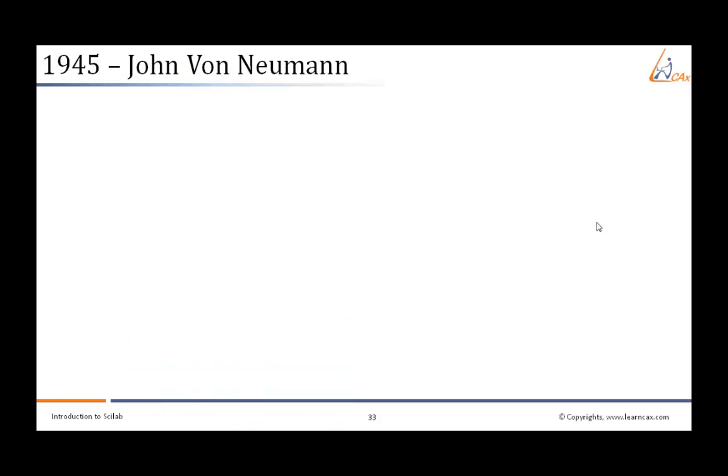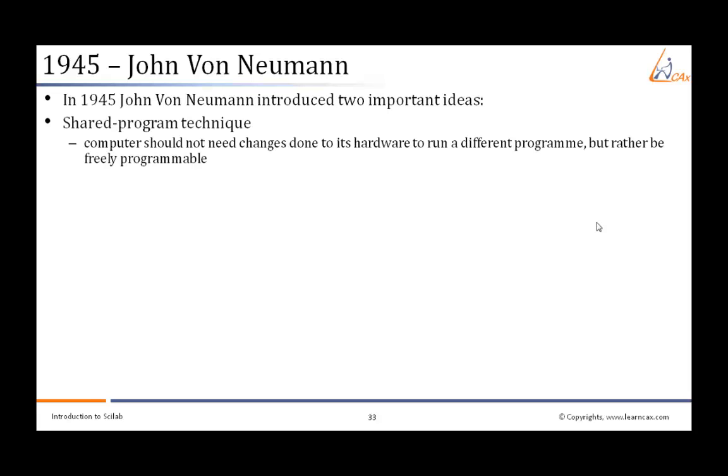In 1945, a very important inventor known as John Von Neumann developed two fundamental ideas which have affected the entire computer or programming language world. The first idea was the shared program technique, which said that a computer should not need changes to its hardware to run a program. Rather, it should be freely programmable, which means even if you write a different program, the computer hardware should not need any changes. The hardware should remain the same. There should be some link between program and hardware, which will be able to convert that program into instructions understood by the computer.